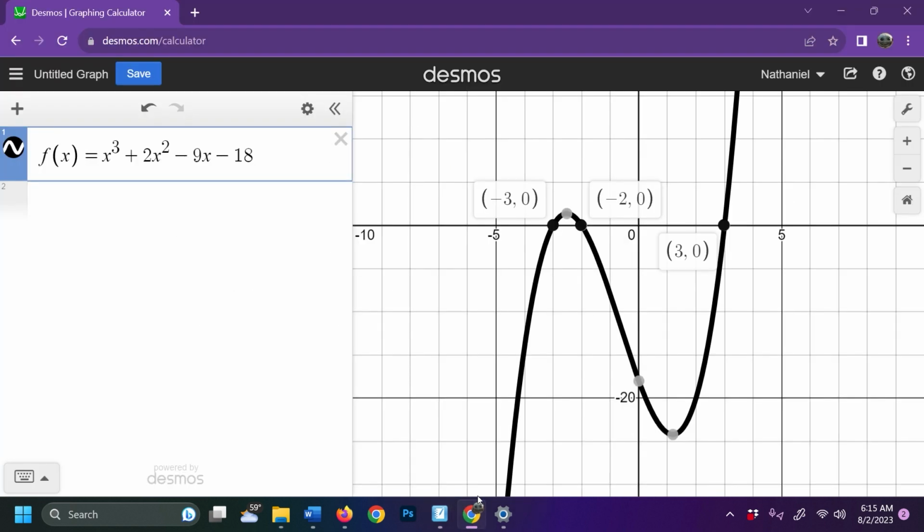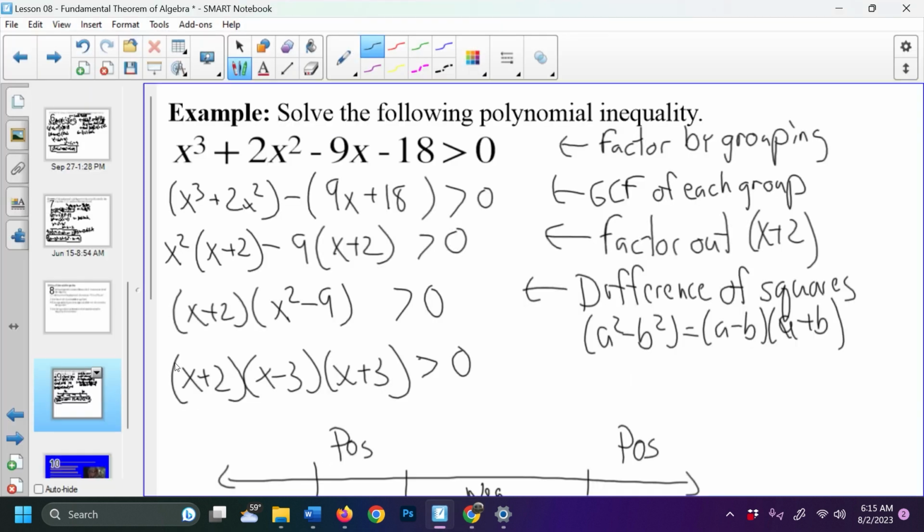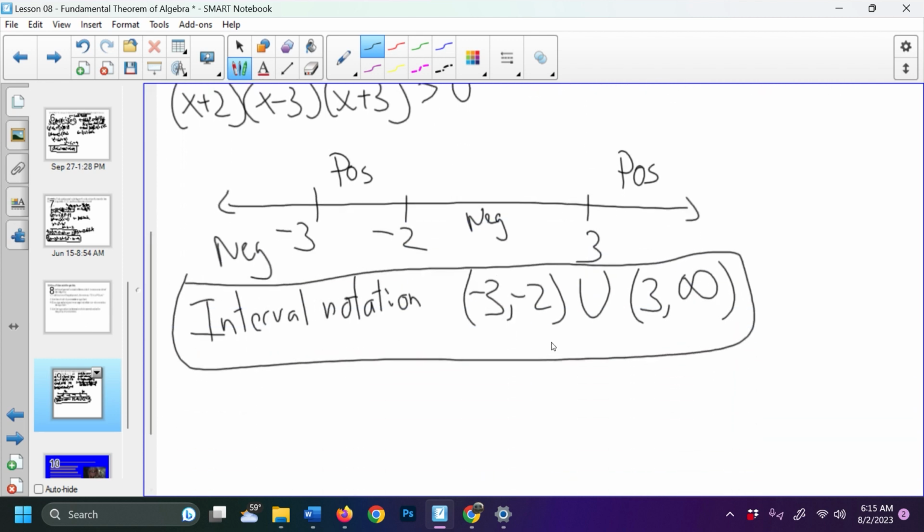So when I look at this graph, it's greater than 0 here, and it's greater than 0 here. So between -3 and -2, it's greater than 0. And from 3 to positive infinity, it's greater than 0. I am very confident that this is our correct answer.